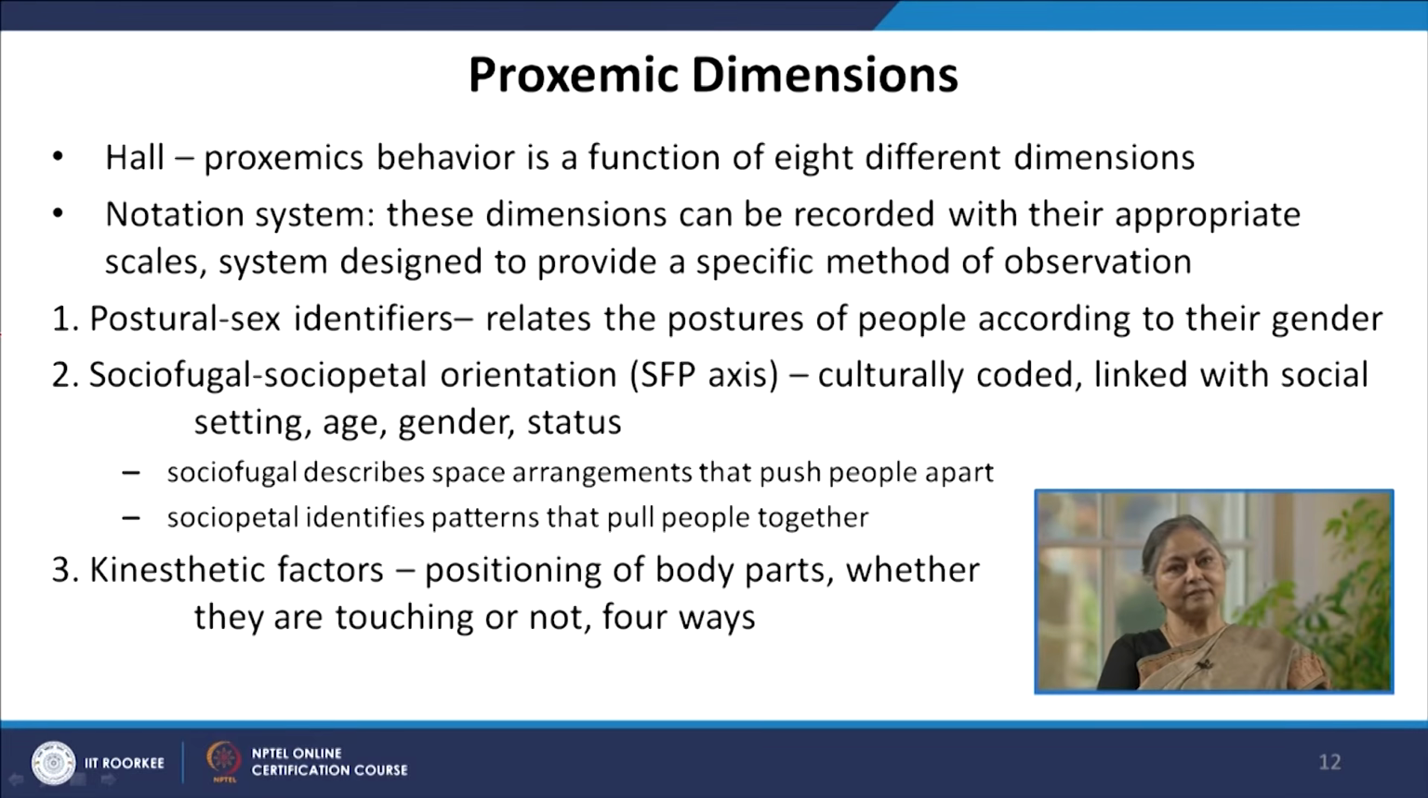Another aspect which is significant for us to understand in the context of proxemics is the different dimensions which initially Hall had talked about. According to Hall, proxemic behavior is a function of 8 different dimensions. He had developed these different dimensions basically as a system of notation, so that these dimensions can be recorded for research purposes on appropriate scales. This system also enabled the researchers to keep meticulous observations.